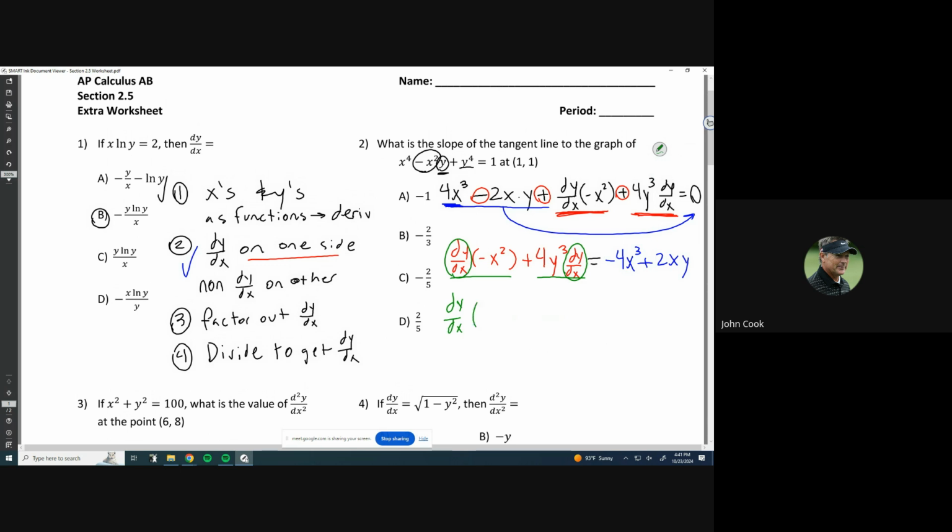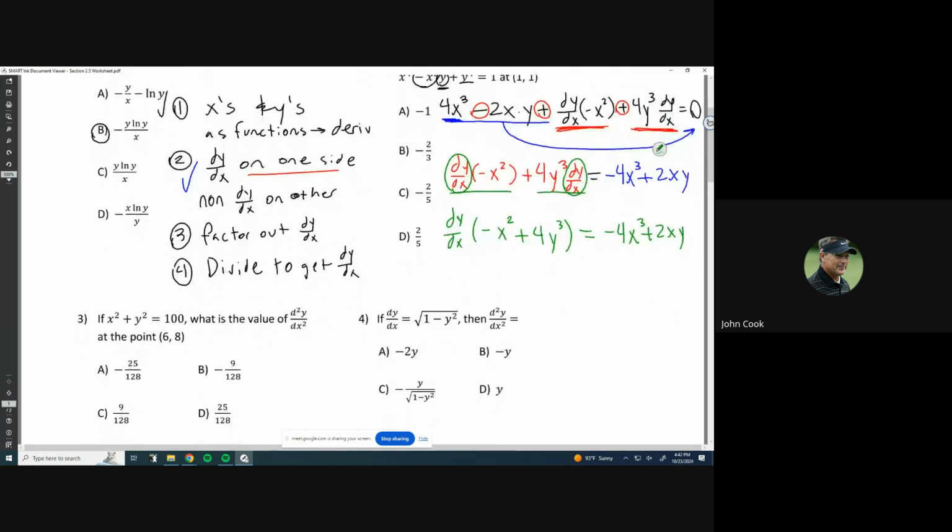And what do I have left over? I've got a negative x to the 2nd power, sorry, and then I've got a 4y to the 3rd. Okay? And all that is equal to this other stuff, negative 4x to the 3rd plus 2xy.